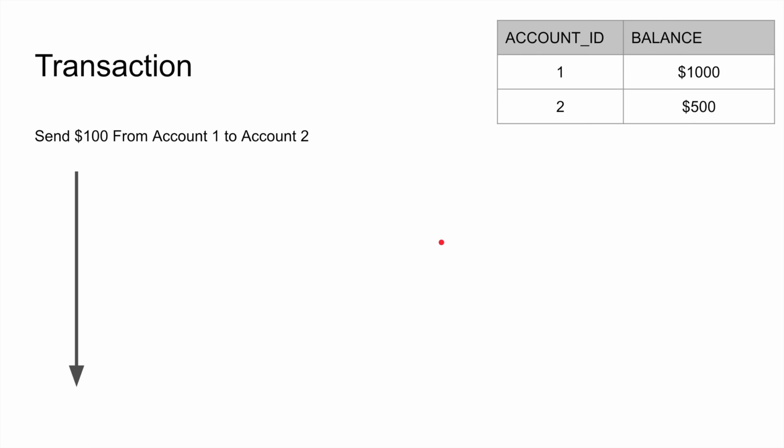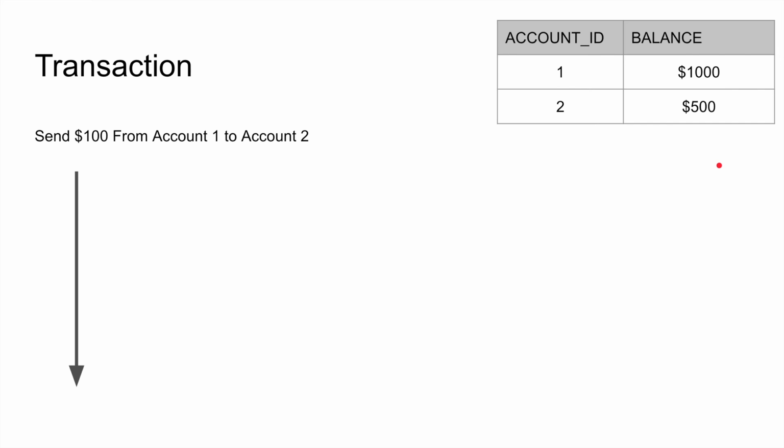A transaction. I have an account table here, a beautiful table with just two fields, because that's all you need, obviously, in a bank. You don't need a name. You don't need anything else. No date. Just two fields: an account ID and a balance. This guy has $1,000. This guy has $500. And the transaction is send $100 from account one to account two.